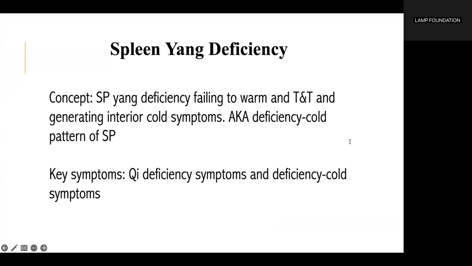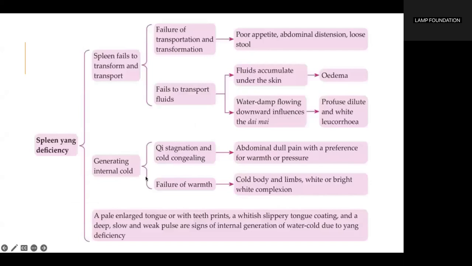Key symptoms: qi deficiency symptoms and deficiency cold symptoms. Clinical manifestations: poor appetite, abdominal distension, abdominal dull pain, which can be relieved by warmth or pressure, cold limbs, shortage of qi, fatigue, lack of strength, white complexion, a bland taste in the mouth, no thirst, loose stool, general edema, scanty urine or profuse dilute and white leukorrhea, a pale and plump tongue with or without teeth prints, a white and slippery coating, and a deep, slow, and weak pulse.